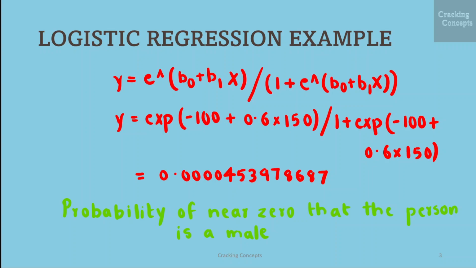As we already know, the formula for logistic regression is y is equal to e raised to b0 plus b1x divided by 1 plus e raised to b0 plus b1x. On substituting the values, we will get the answer of y as 0.00454, or the probability of near zero that a person is male.